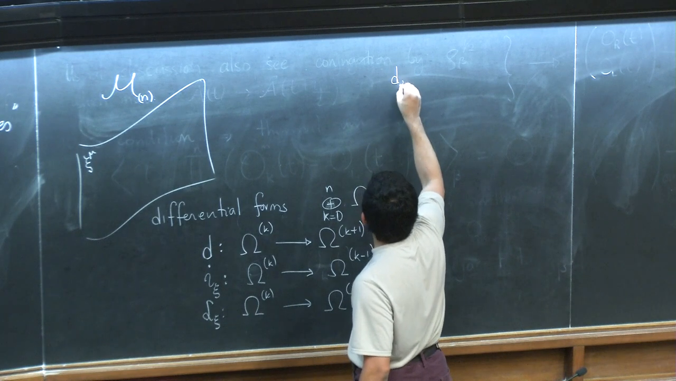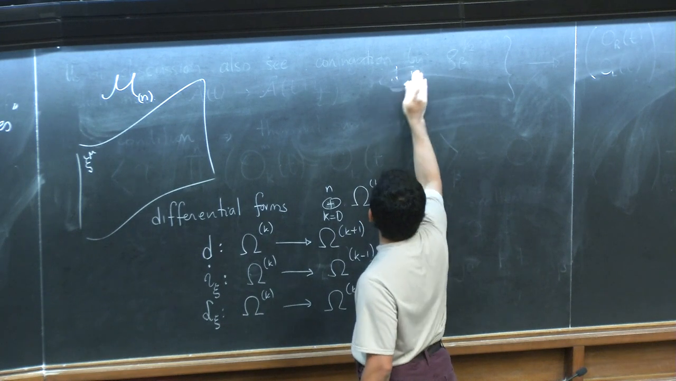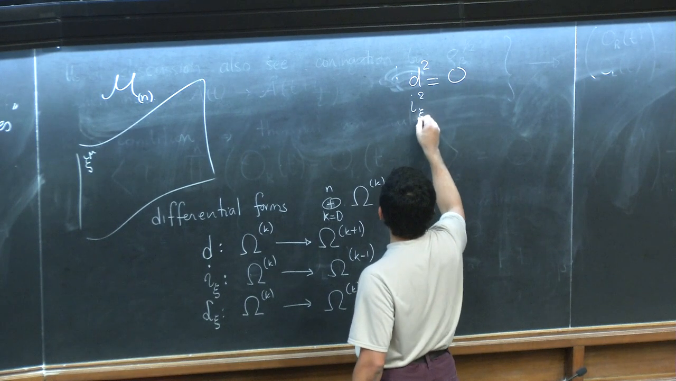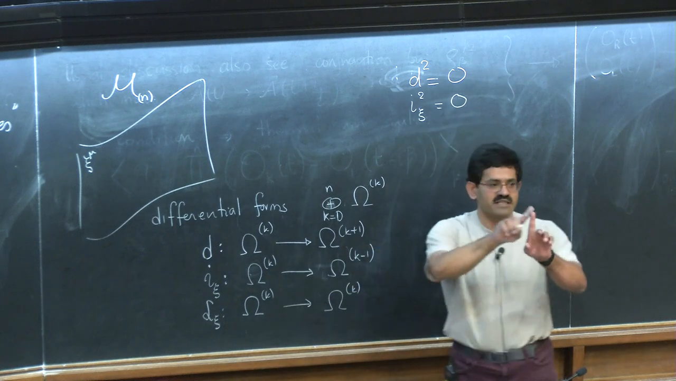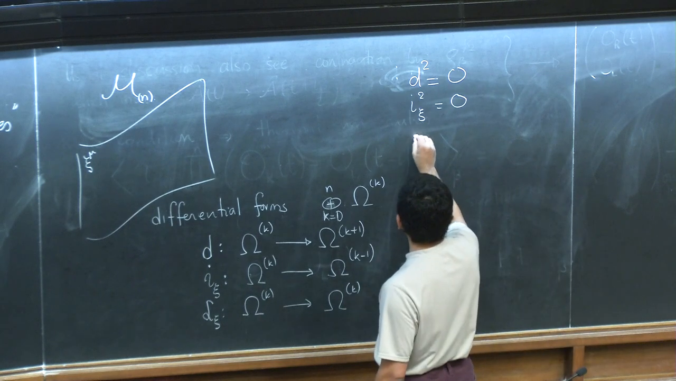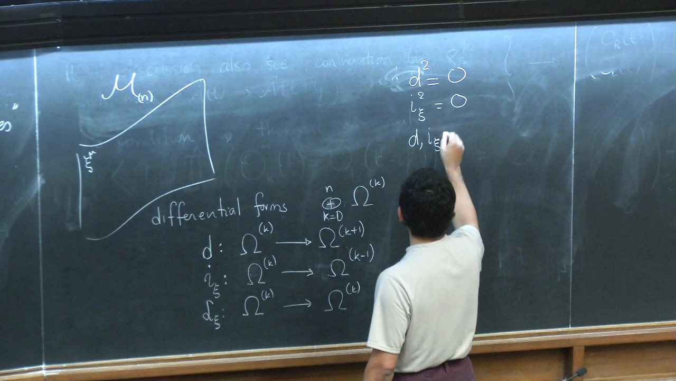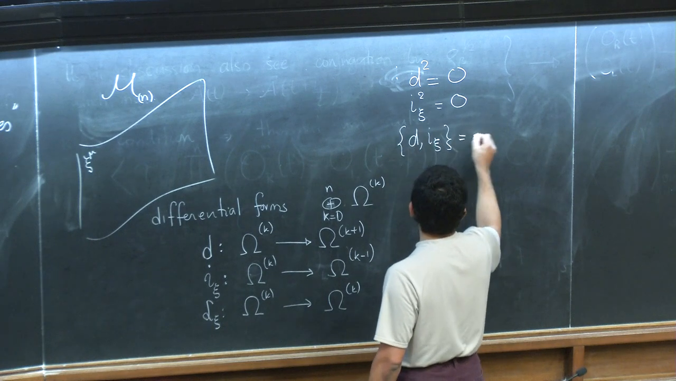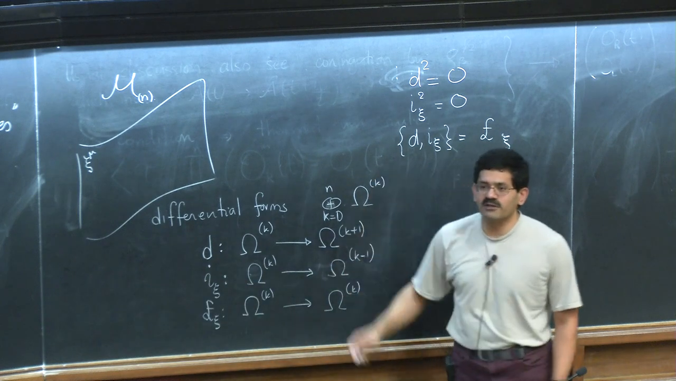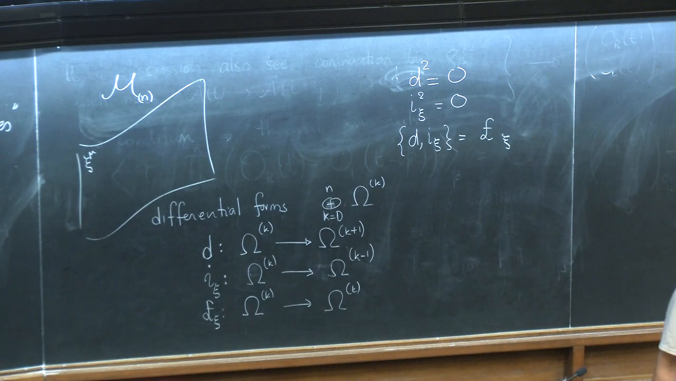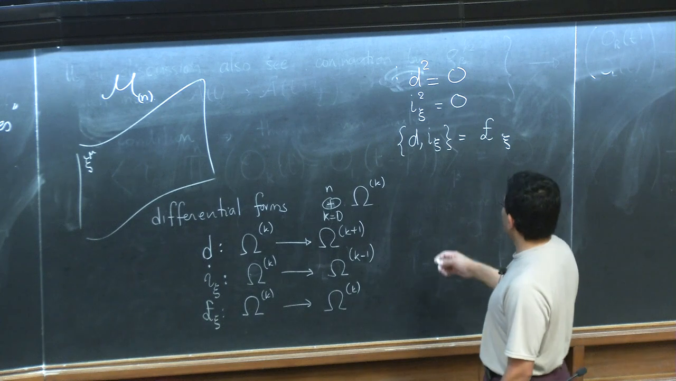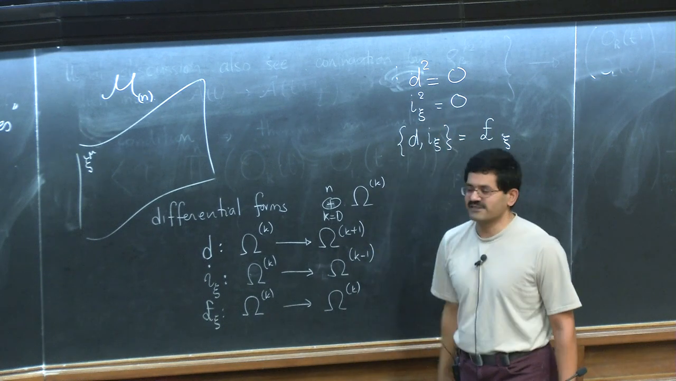Here are some interesting identities. D squares to 0. I squares to 0, because you can't contract the same vector with two indices of an antisymmetric tensor. But if you anti-commute D and I, lo and behold, you get the Lie derivative. It's also a statement that everybody knows. But we use it, and we don't think about it in this language. And you can work out what the remaining relations are.